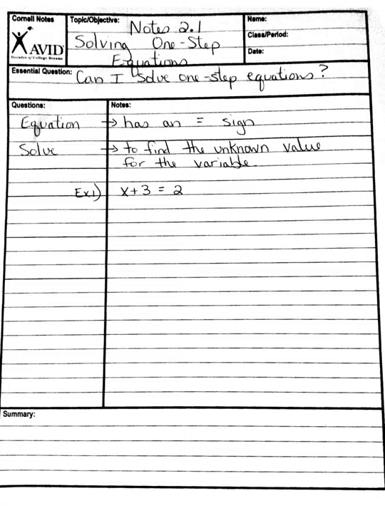So here we're going to begin to look at solving equations and solving, first off, one-step equations. So let's talk about what an equation is. And first of all, we need to understand that an equation is when we have an equal sign. Second, we need to know what it means to solve. And to solve would be to find the unknown value for the variable or for our letter.